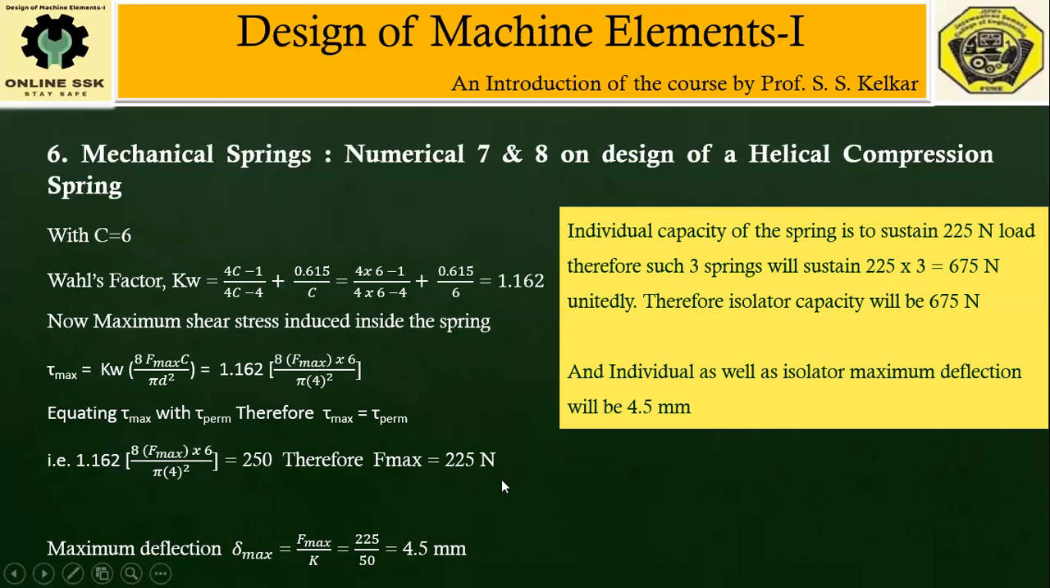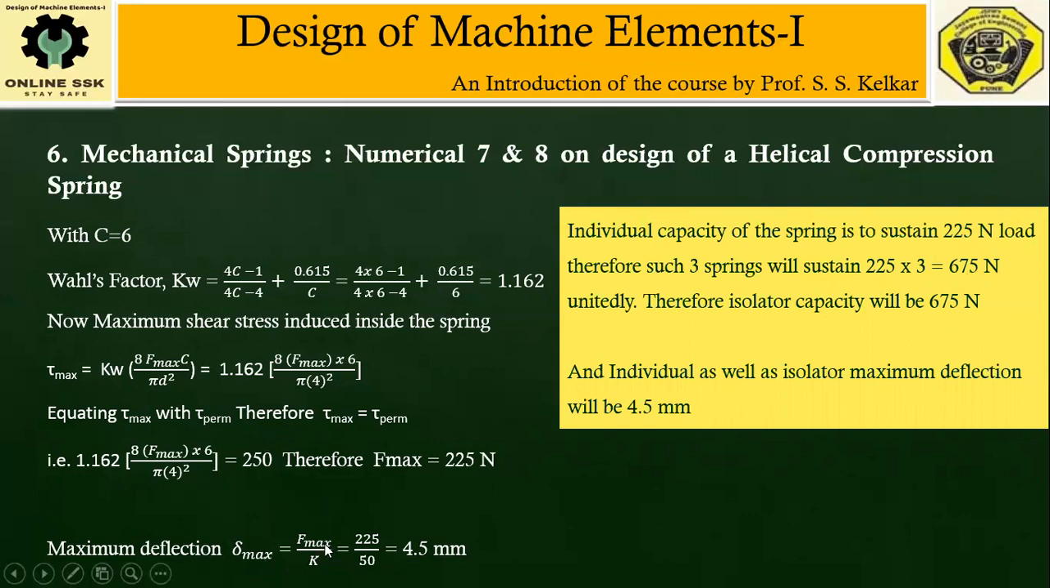225 Newton is the force sustained by one spring. Such three springs are there. Therefore, the total capacity of the isolator will be 675. Each individual spring's capacity will be 225 Newton, whereas isolator capacity will be 675 Newton.